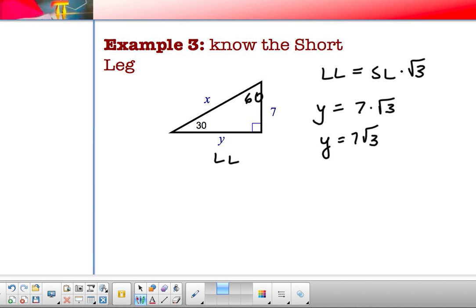The hypotenuse is the short leg times 2. So maybe let's write that down here. Or is 2 times the short leg. The hypotenuse is here across from the 90, so that's x. So that's going to be 2 times 7, which is 14. And that's it. Okay, let's do another one.